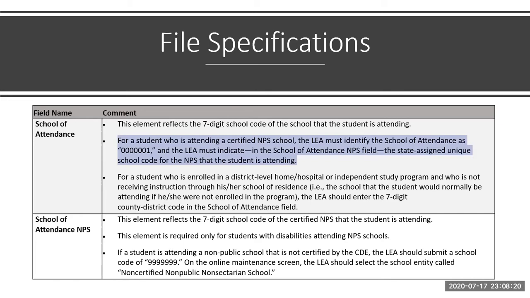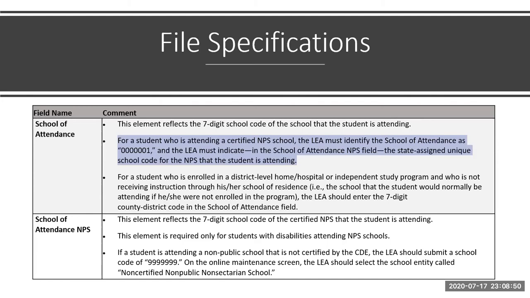And when you look at the fields validated from the error list, you have the enrollment start and exit dates, okay? Now, this doesn't factor into the error, but there's a school of attendance NPS that is required for students with disabilities. As we stated, NPS schools are certified, and you can find a worksheet and you would put that number, that code for each certified school in the school of attendance NPS.